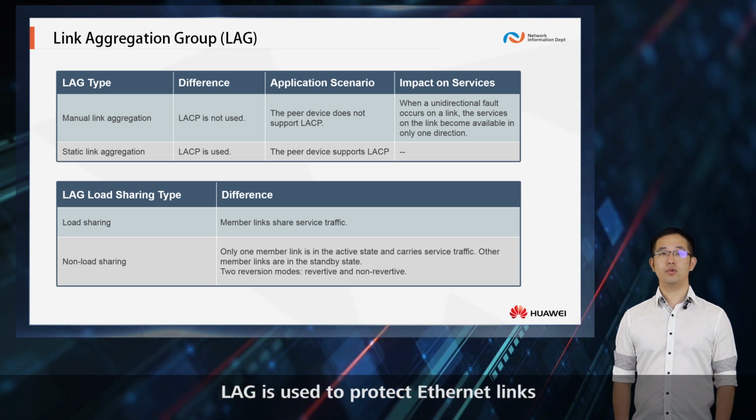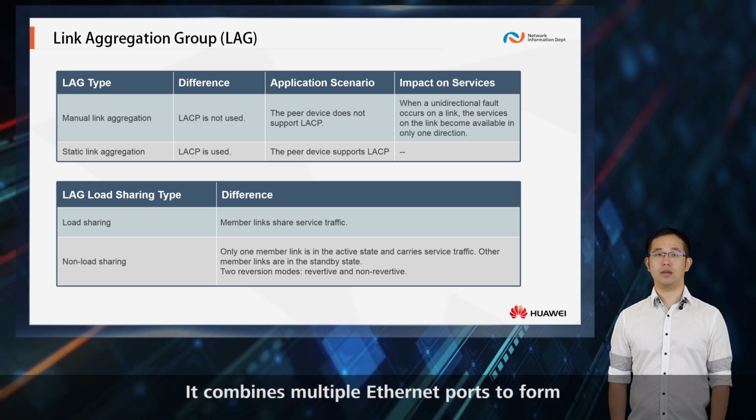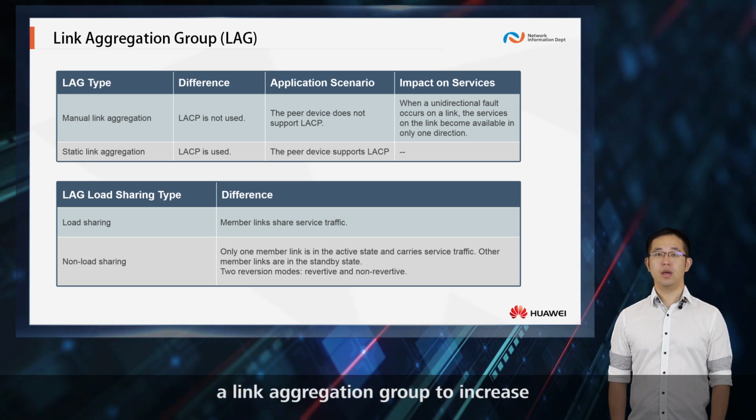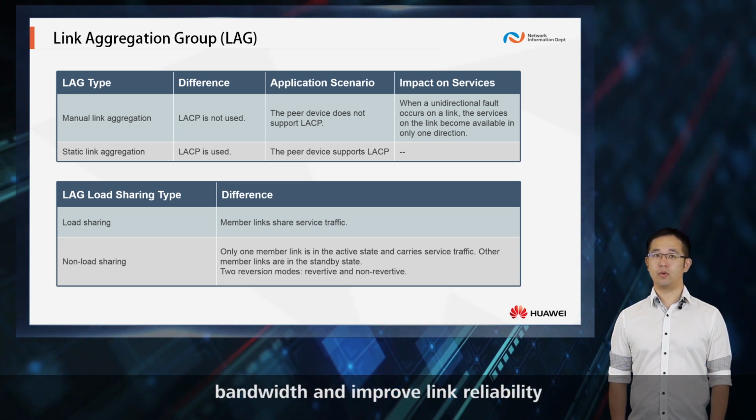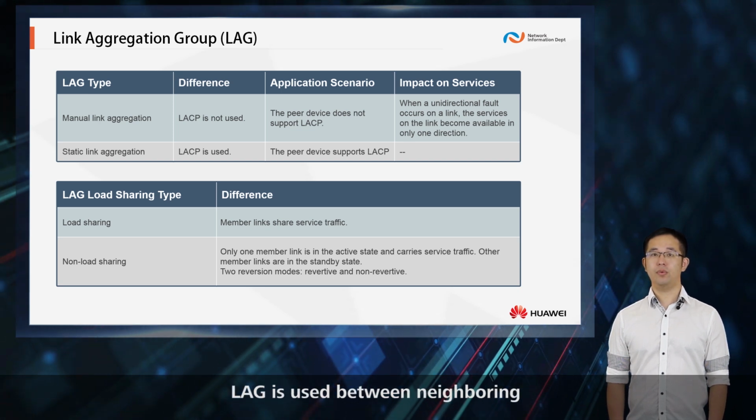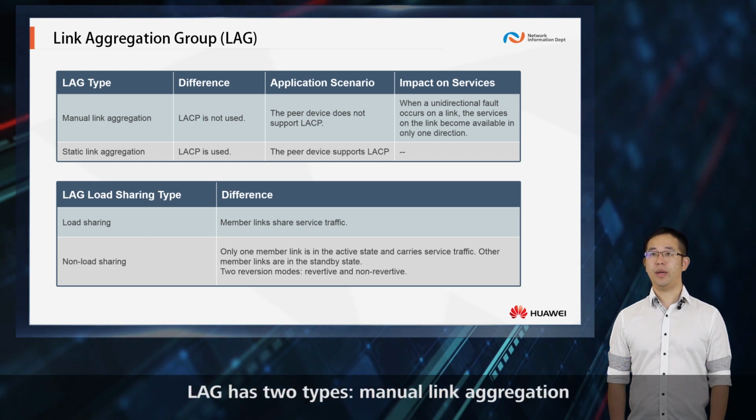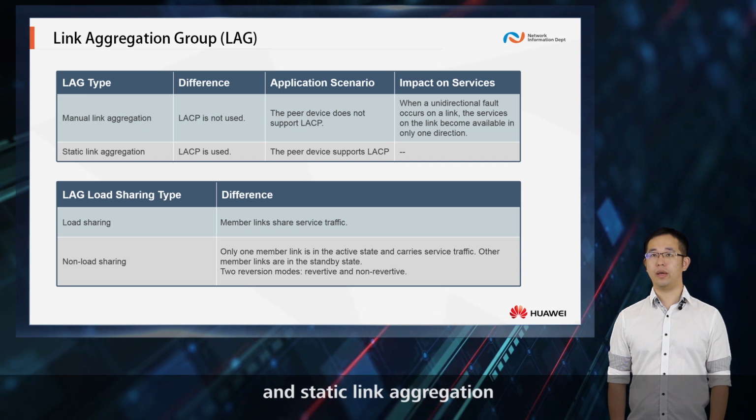LAG is used to protect Ethernet links. It combines multiple Ethernet ports to form a link aggregation group to increase bandwidth and improve link reliability. LAG is used between neighboring devices and is simple to use. LAG has two types: manual link aggregation and static link aggregation.